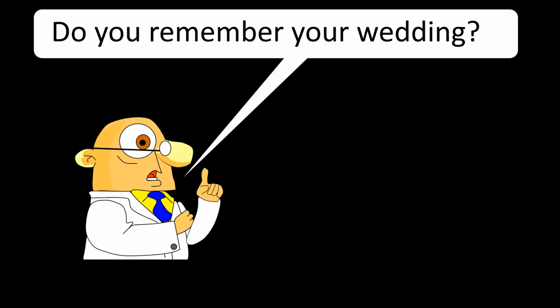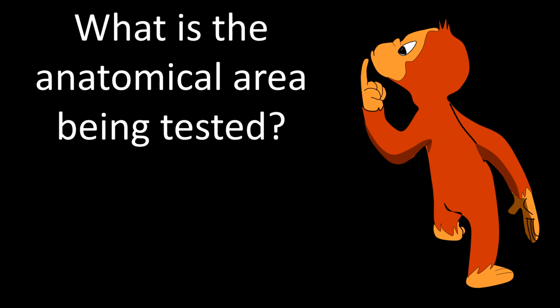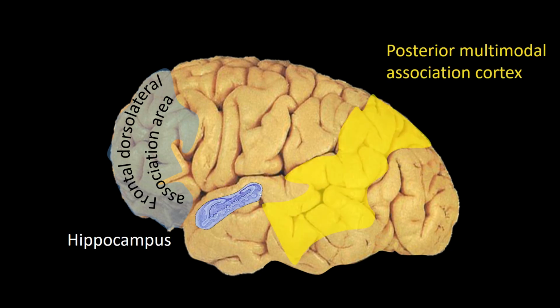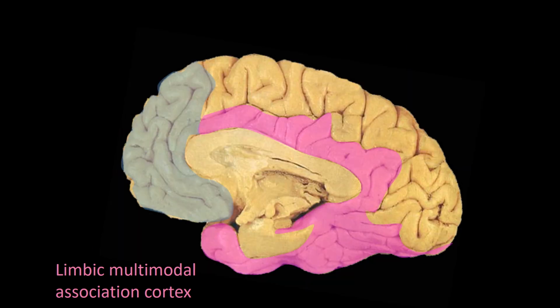Episodic memory is checked by asking personal questions about autobiographical events. Recent autobiographical memories are more vulnerable than remote autobiographical memories to be pathologically forgotten. Hence, pathological forgetfulness affects recent memory first. The anatomical areas involved in recent memory include the prefrontal cortex, especially the frontal dorsolateral association area, the hippocampus, the posterior multimodal association cortex, which occupies a large portion of the parietal lobe and the temporal lobe in the lateral surface of the brain, and the limbic multimodal association cortex, also present in the lateral surface of the brain and in the mesial surface of the brain.